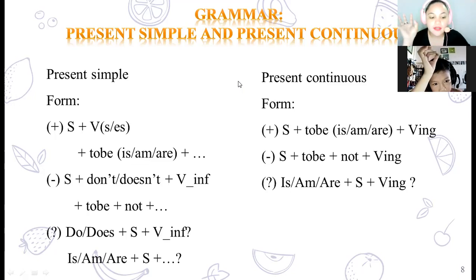Okay, so the next one is the present continuous: subject plus to be. Example: I am swimming tomorrow. Okay, next one. I am cooking the food tomorrow. Okay, so that is in the present continuous, okay?